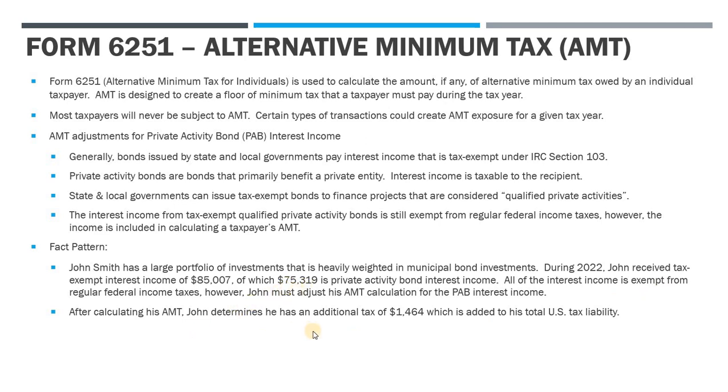All right. Now, all of this interest income here, the $85,000, is going to be exempt from federal income taxes, including the private activity bond stuff. However, the private activity bond interest is going to be this AMT adjustment.